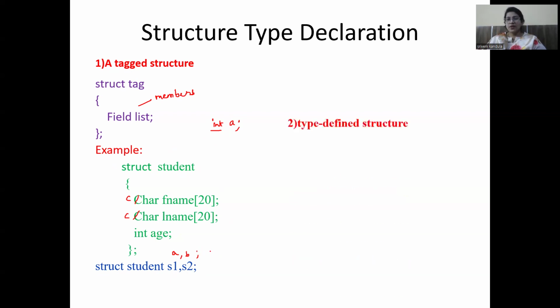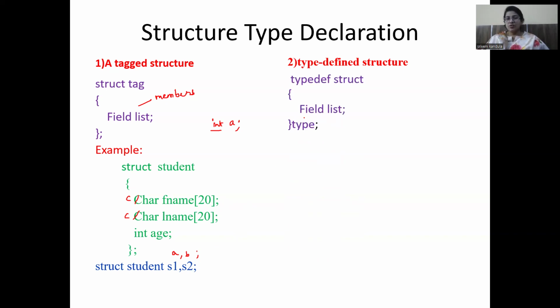Now let us see the second one, which is the type defined structure. In this type defined structure, as the name says, whenever I'm giving a user defined name to a structure, I want to say that it is of structure type. I'm defining its type as a structure. So I have to add one more extra keyword, which is typedef. For this I'm using the keyword typedef, and then to say it is a structure, I'm using the keyword struct.